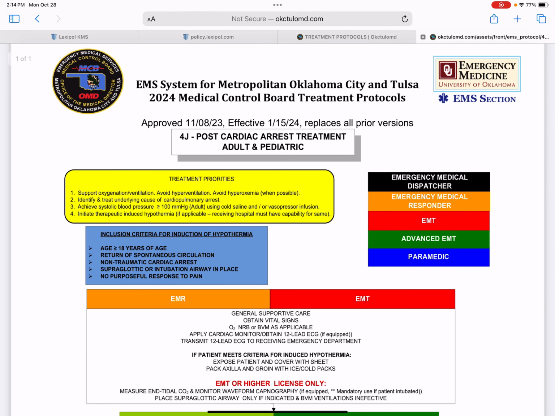All right, so this is section 4J. It's post-cardiac arrest treatment for adults and pediatrics. This is the protocol that we all hope that we can use on a regular basis. This is when you obtain ROSC in a cardiac arrest.